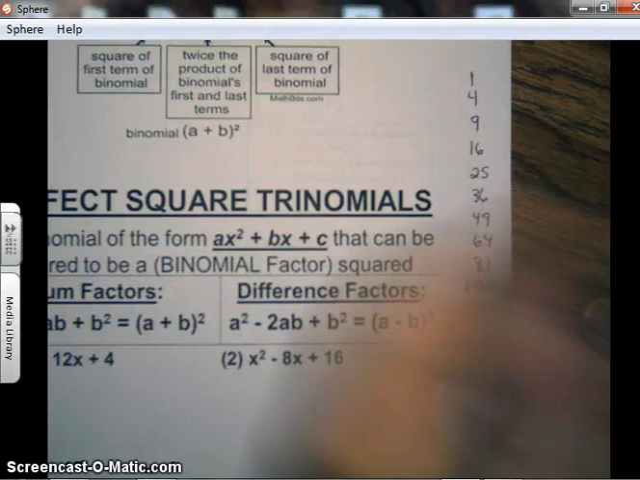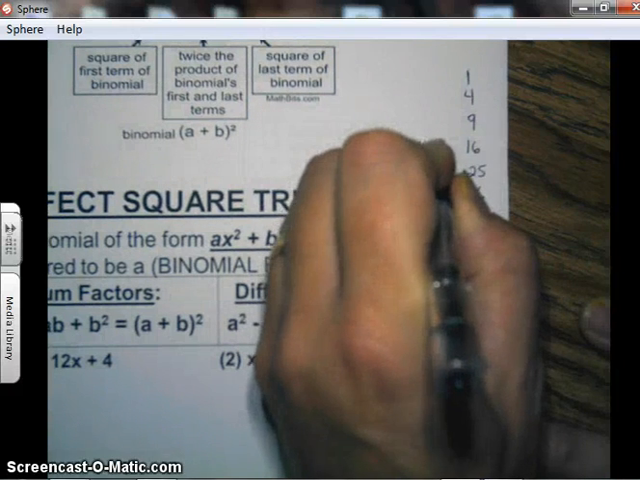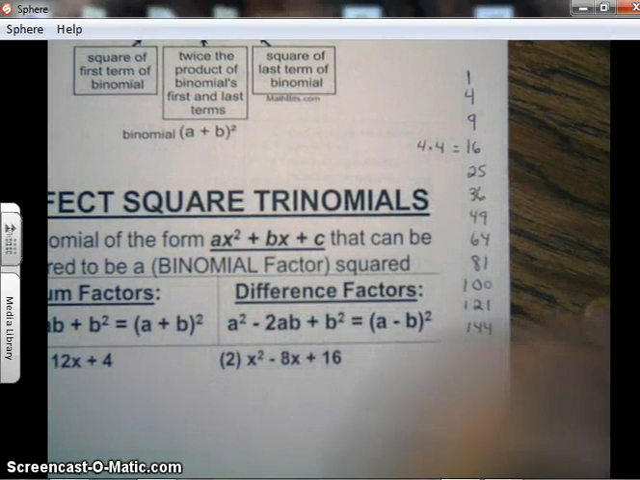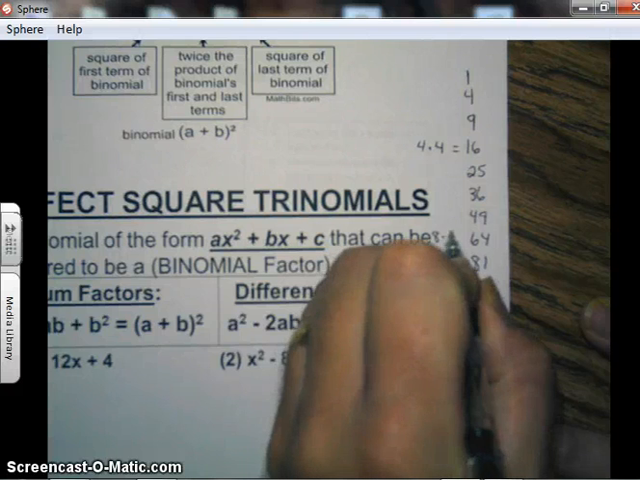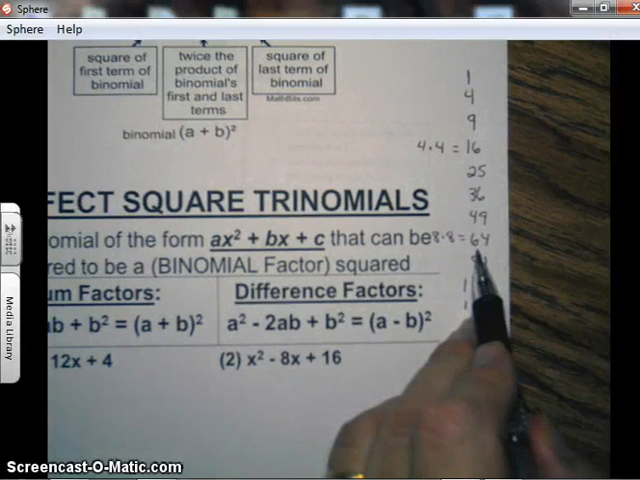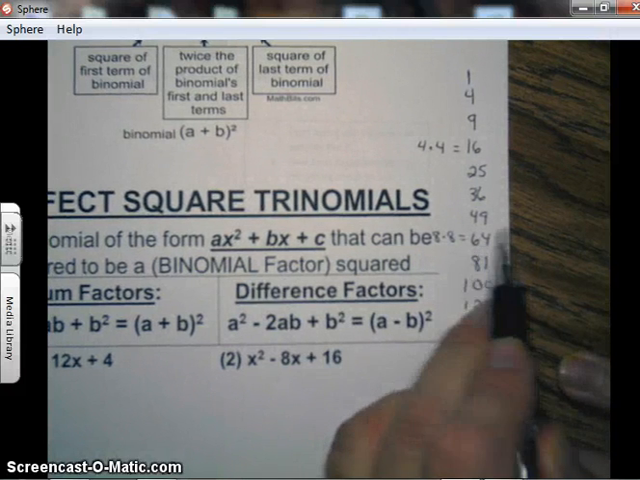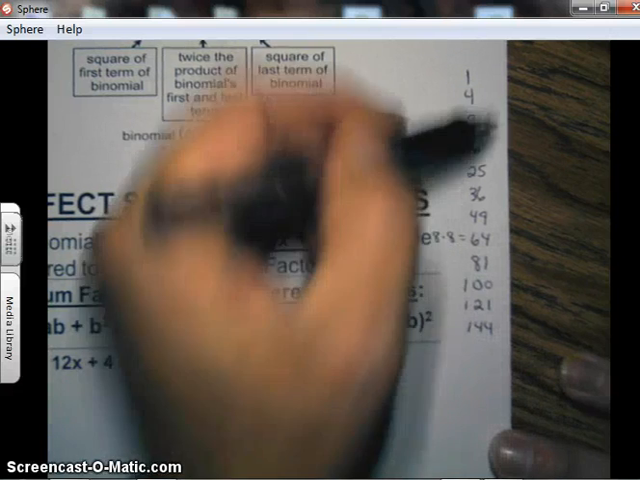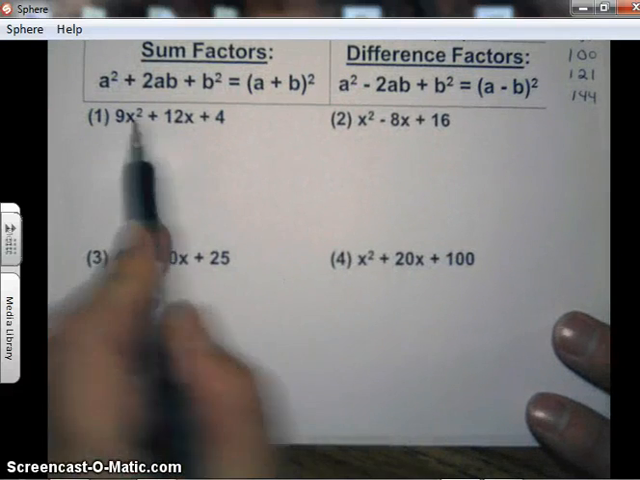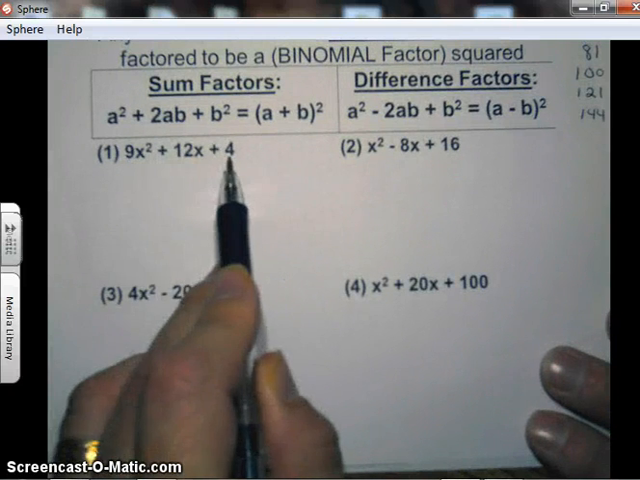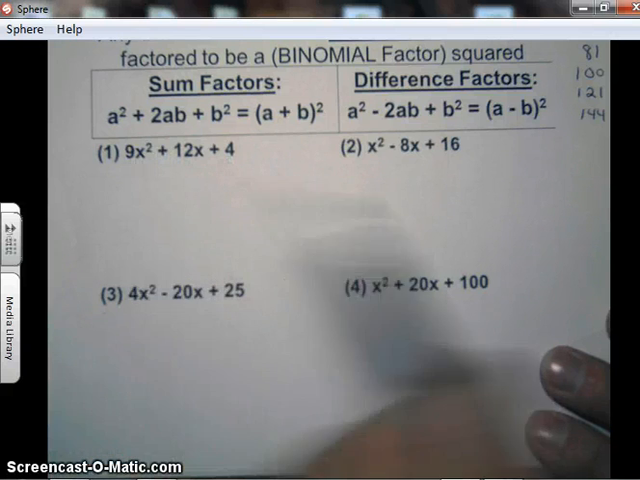They're perfect squares because if you multiply a number times itself, you get that number. So these are perfect squares, and you can take the square root of them very easily. The square root of 64 is 8, because 8 times 8 is 64. So that's kind of what you're looking for. You have a trinomial, and you're looking at the first coefficient and the last term, and they're both perfect squares.